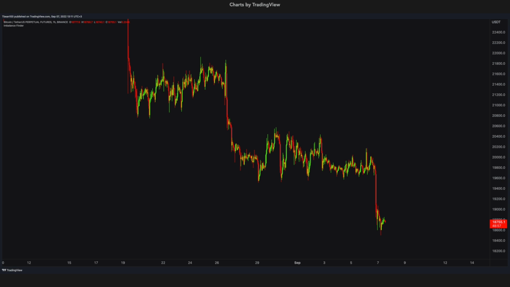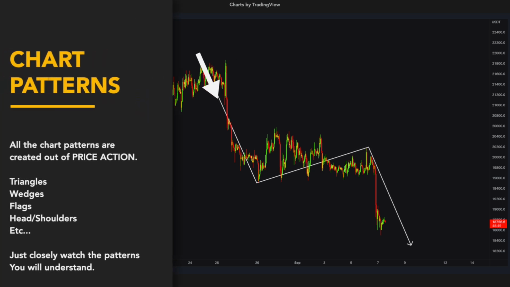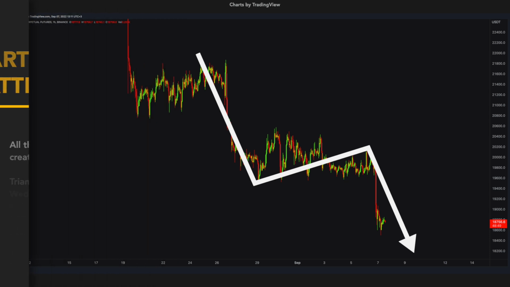Let's start with the Bitcoin. First of all, what do you see here? A classic bear flag pattern. Did you know all the chart patterns, triangles, flags, wedges, or head and shoulders are born out of the price action and liquidity concepts? I'll do a whole series of chart patterns with price action combinations in the future. Let's zoom in a bit on this 1-hour chart and learn how to trade it.